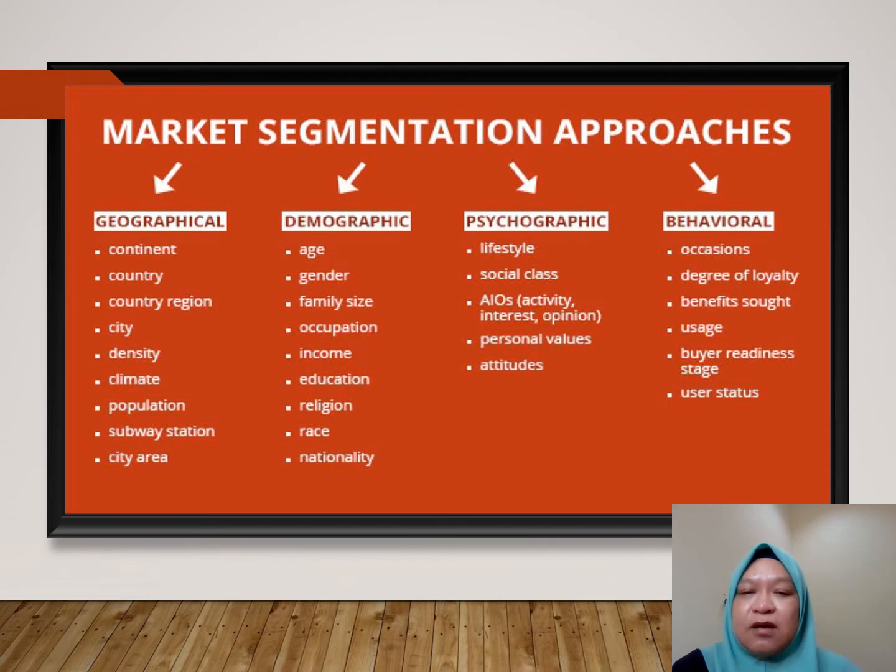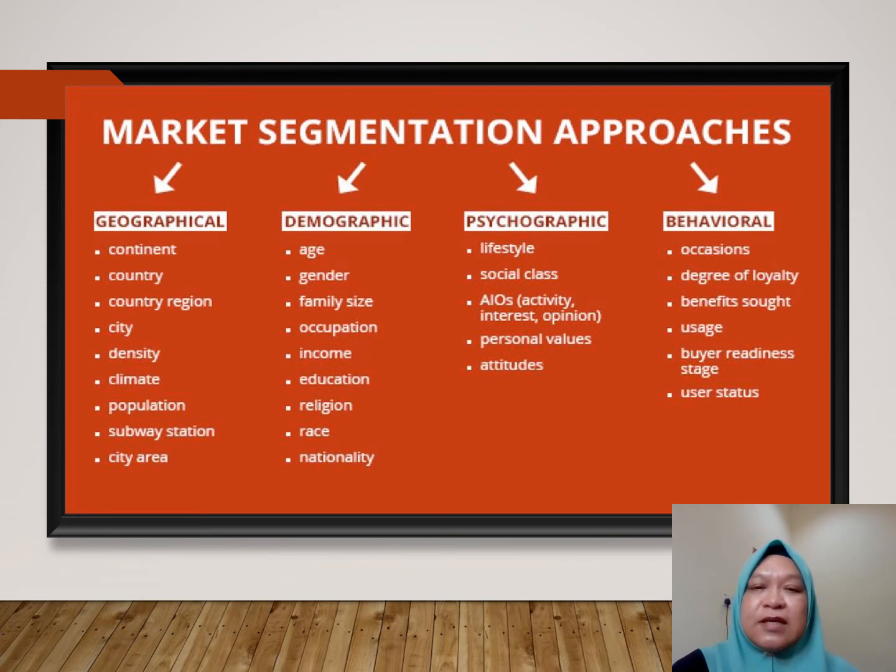Or it can be based on psychographics: the lifestyle of the customer, the social class, the activities, the interests or the opinions that they have, the personal values that they like, or the attitudes of the customer. The last one, you can also segment the customers according to their behavior, for example, the occasions, the loyalty to a certain brand, benefits sought from the products, the usage rate, the buyer readiness, or the user status.